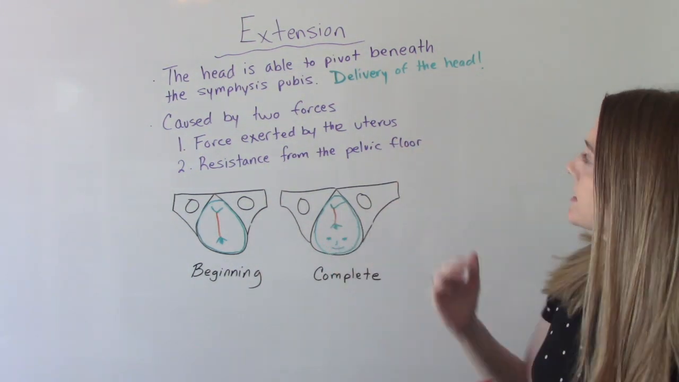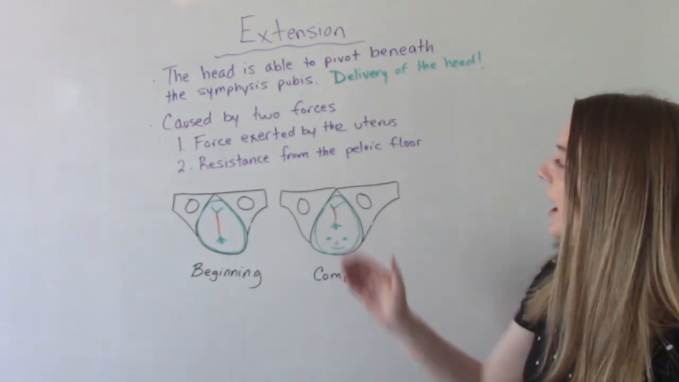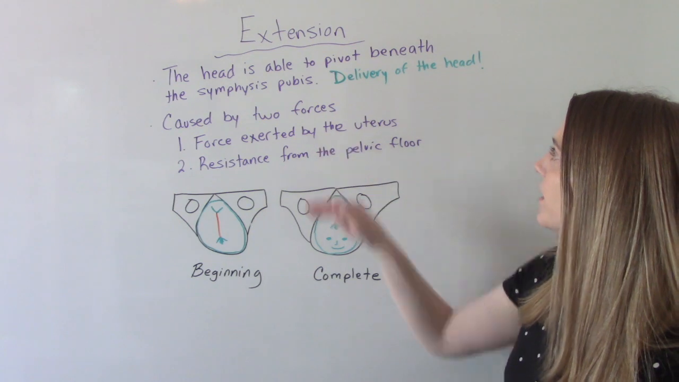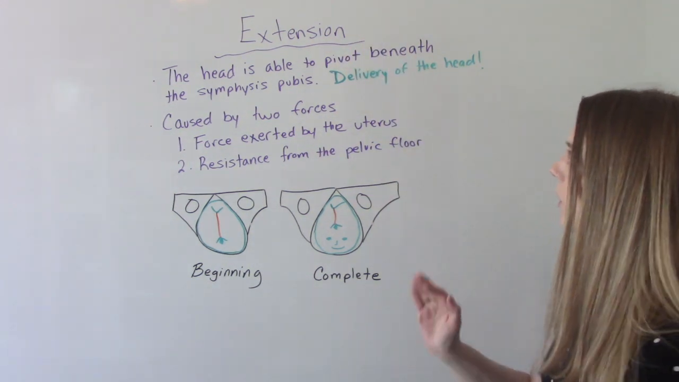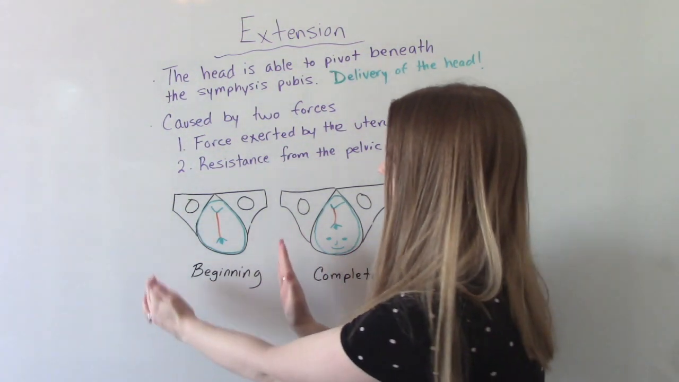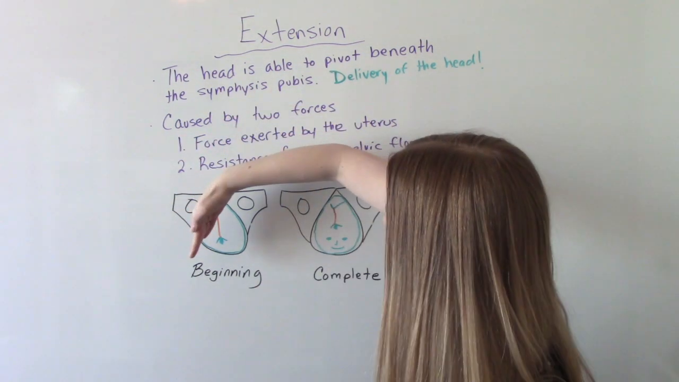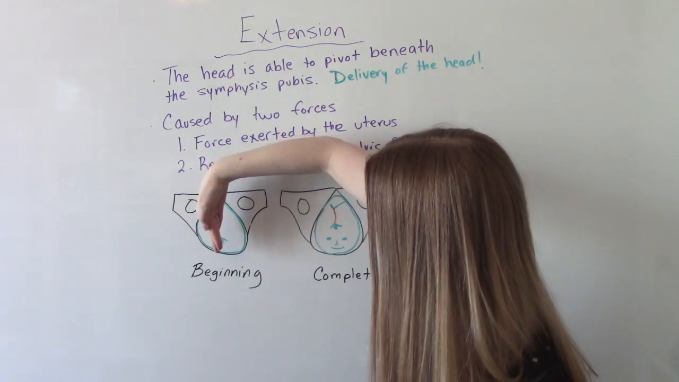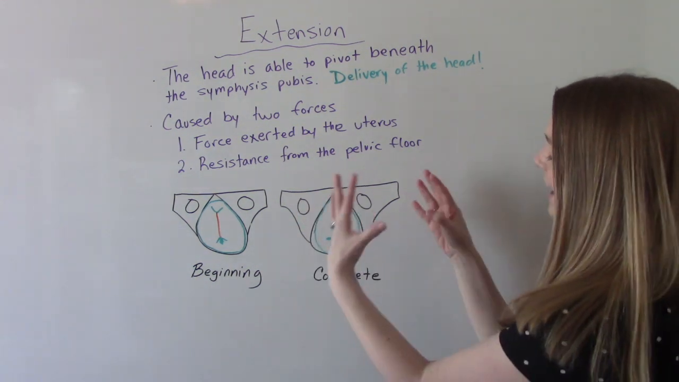What causes extension to happen? The force exerted by the uterus and the resistance from the pelvic floor. So these two together combine to make extension happen. So in the beginning phase of extension, baby's head has turned and it's more like this. Remember, with our internal rotation, it was kind of at an angle. Now we're a little bit more up and down. And then after it's complete, the head is delivered.